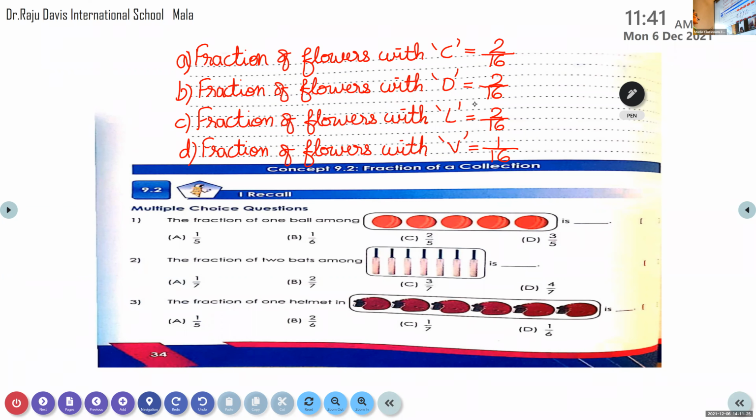Next one. First one. The fraction of one ball among the collection of balls. Many balls are given. Out of that, you have to find out the fraction for one ball. Since the question says to find the fraction for one ball, the numerator will be 1 and the denominator will be the total number of balls: 1, 2, 3, 4, 5. So the fraction will become 1 by 5. From where did you get that denominator 5? The total number of balls. From where did you get the numerator 1? It is given in the question that you have to find the fraction for one ball. So the fraction will be 1 by 5. Put a tick mark on A and write A in the bracket.